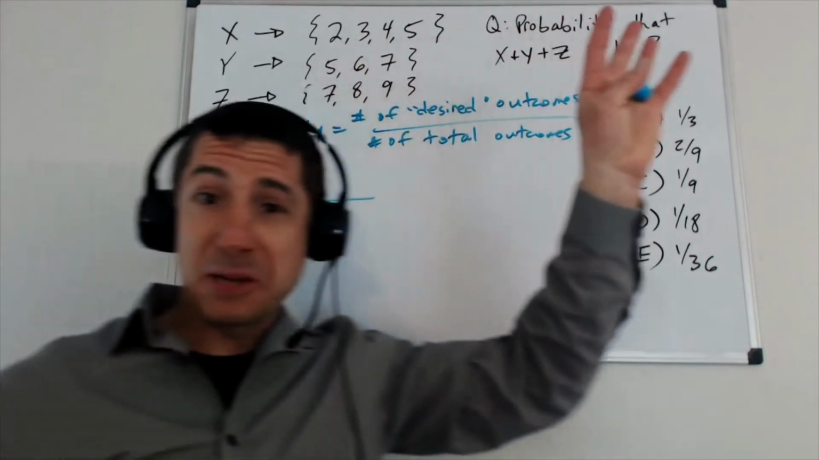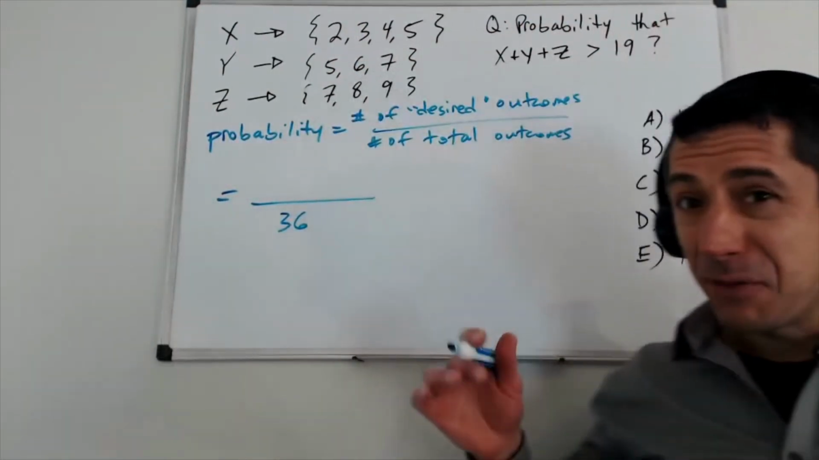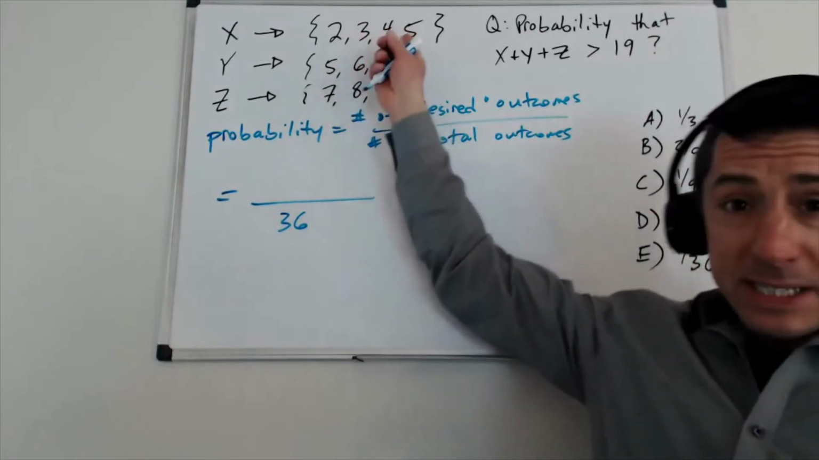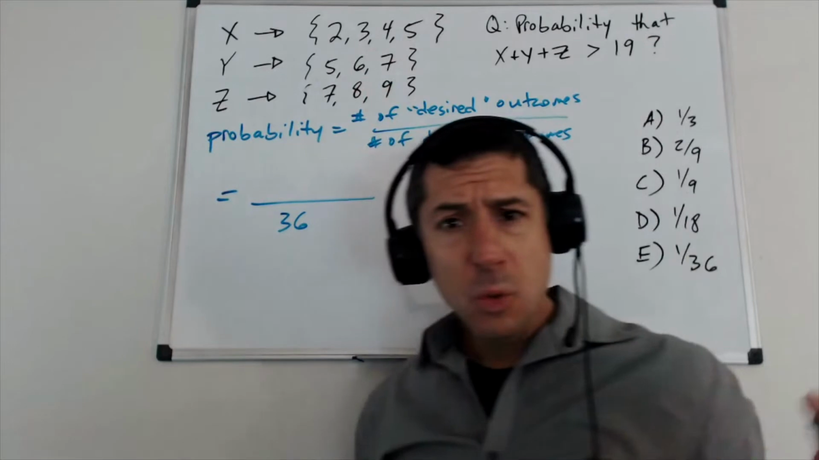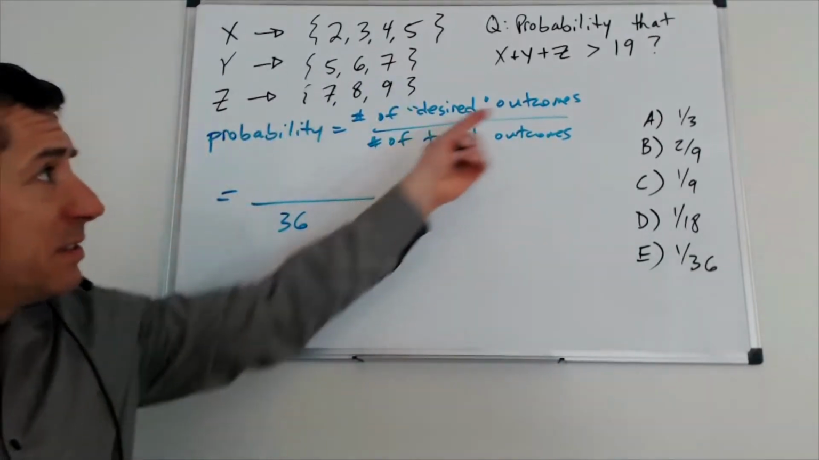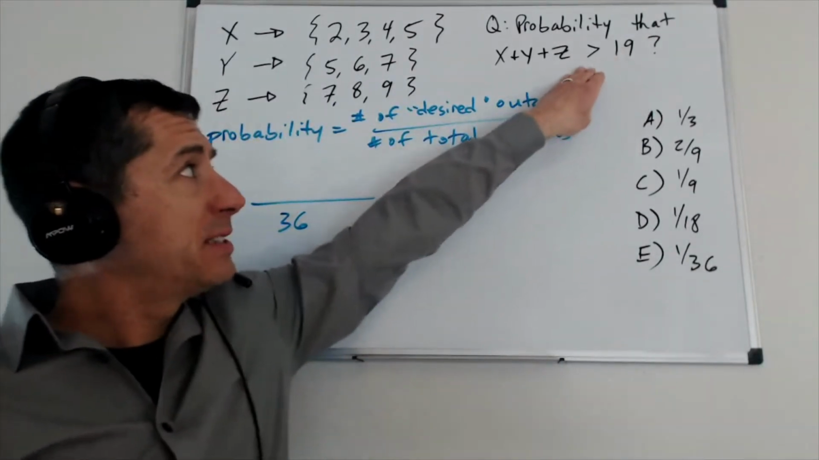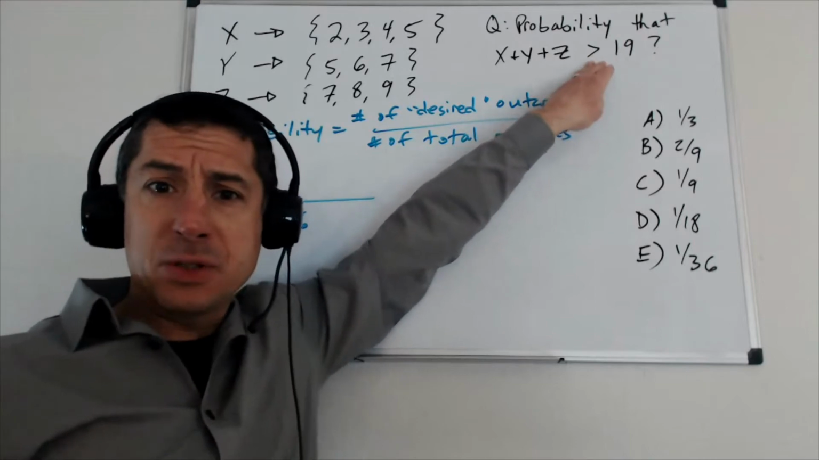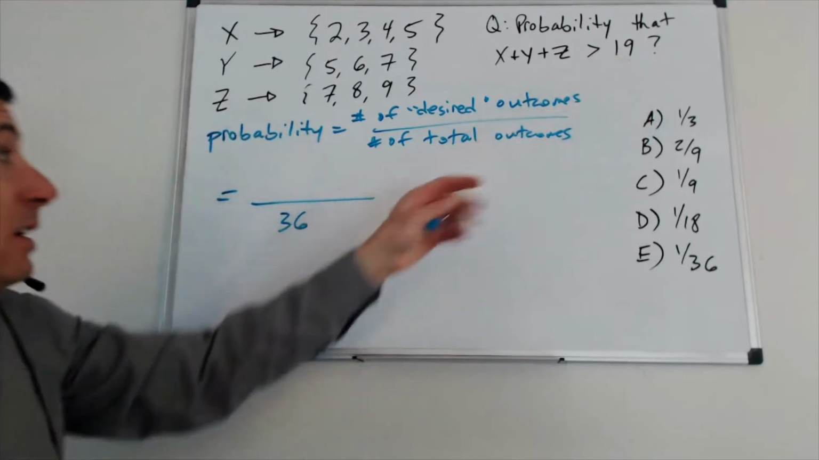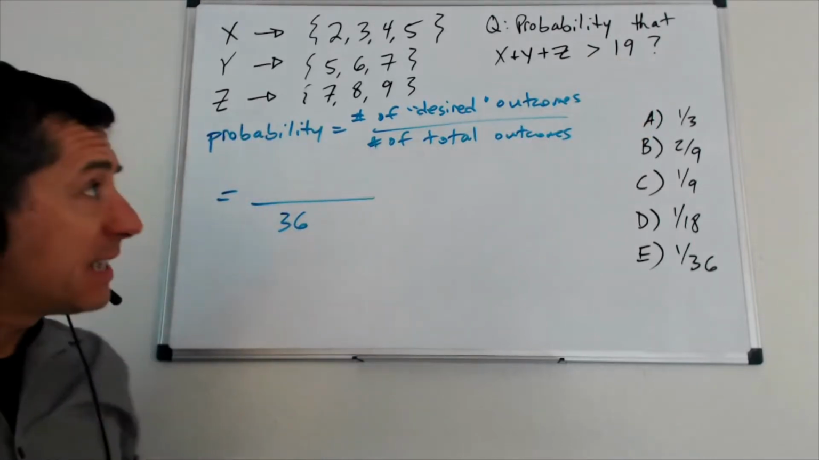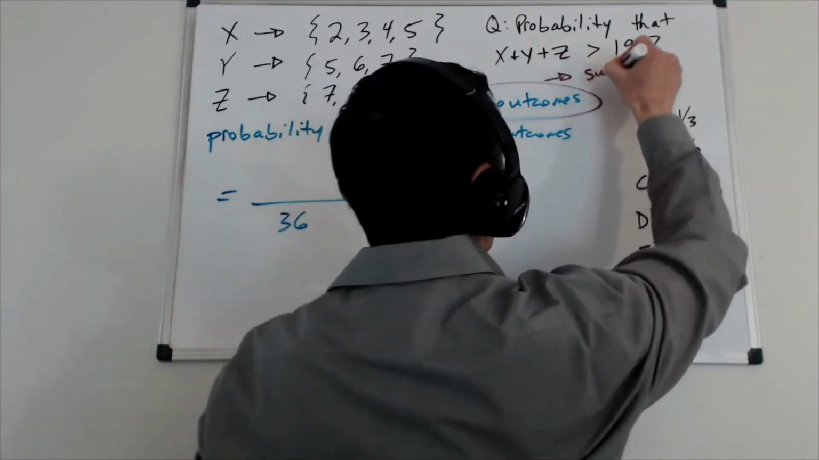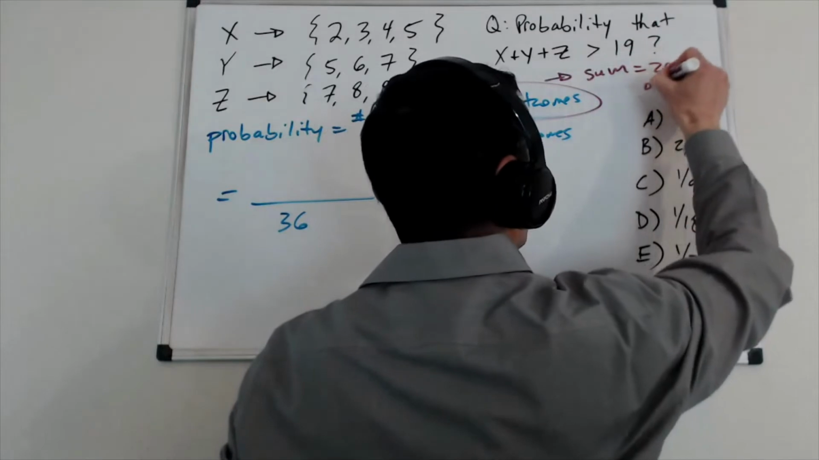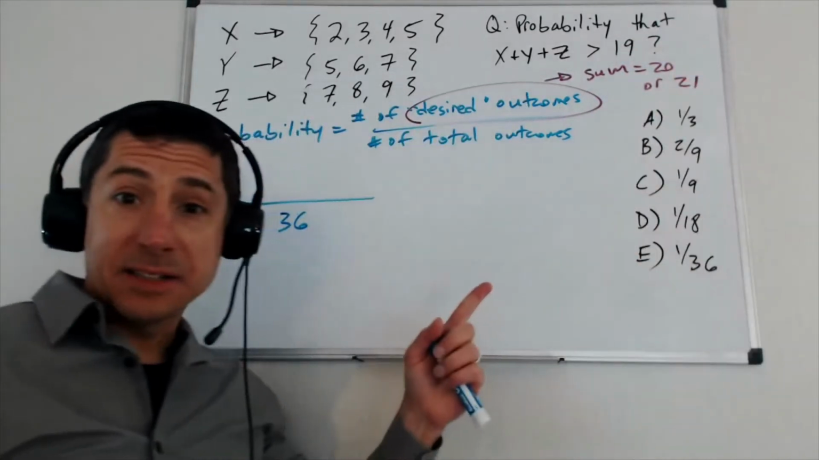These questions are typically rigged so that there's not going to be a ton of different ways to calculate it. Notice that if we take the biggest numbers from each set, so the 5, the 7, the 9, we're going to get 21, which isn't so far from 19. Also notice that we're being asked for the probability that x plus y plus z is greater than 19. So what is our desired outcome here? Our desired outcome is just that the sum equals 20 or 21. That's not so bad.